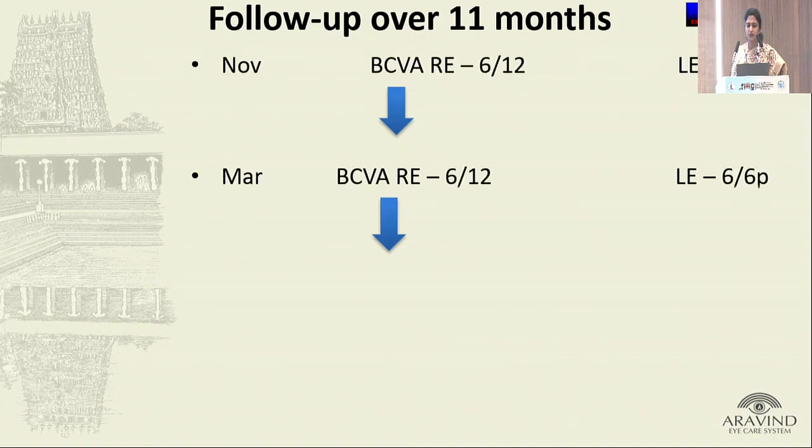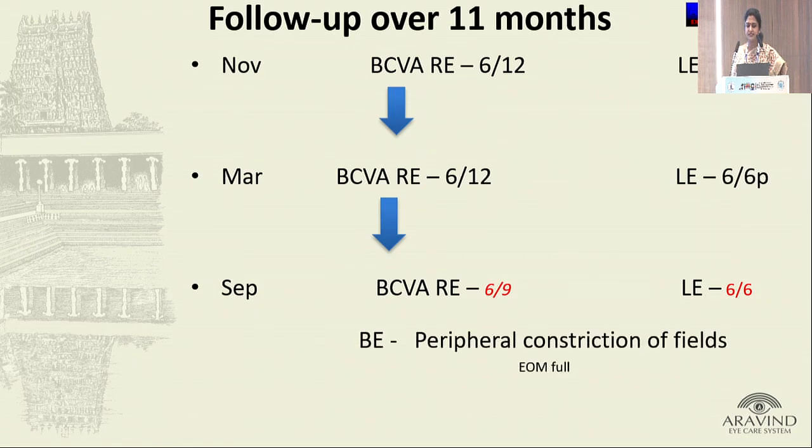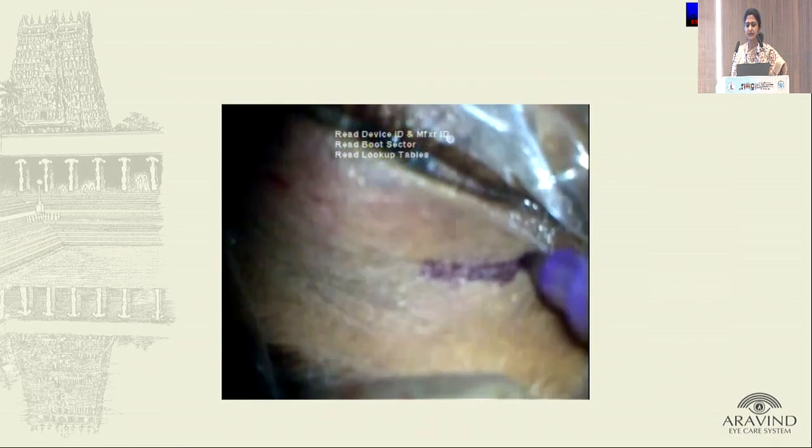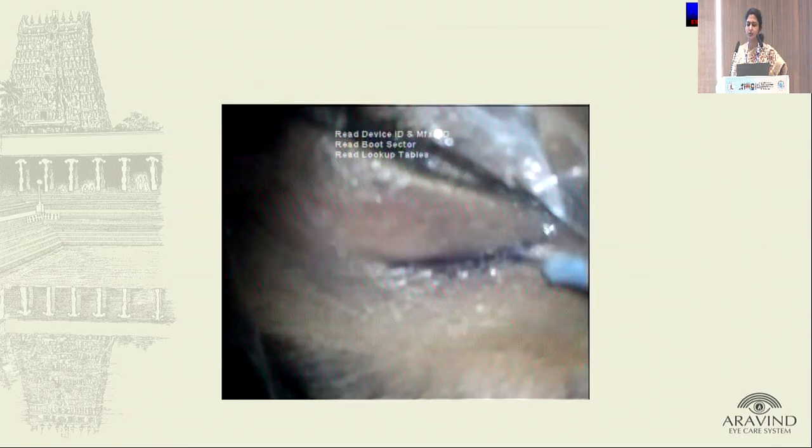atrophy. So if you look at the course of events over a period of about 11 months, vision corrected to 6/9 in the right eye and 6/6 in the left eye, though there was peripheral constriction of fields, but the extraocular movements were full in this particular patient. So the next, I went ahead and explored the other options also.